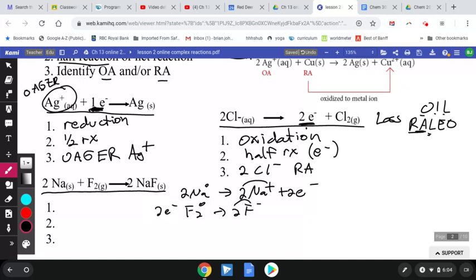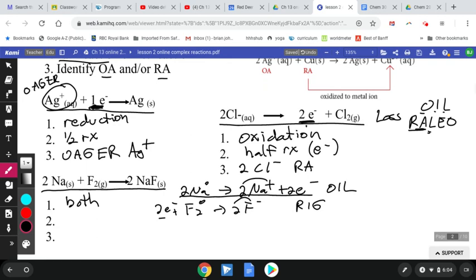So now we've got our balanced half reactions. This one is both oxidation and reduction. This half reaction is a loss, L. Oxidation is a loss, and reduction is a gain of electrons.